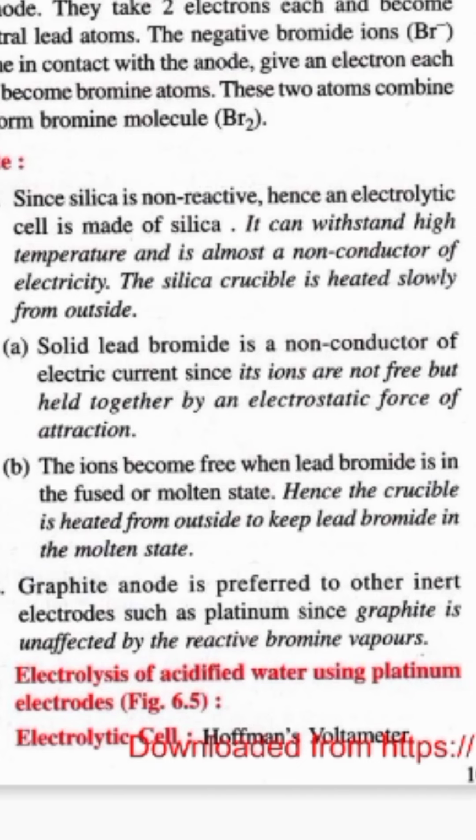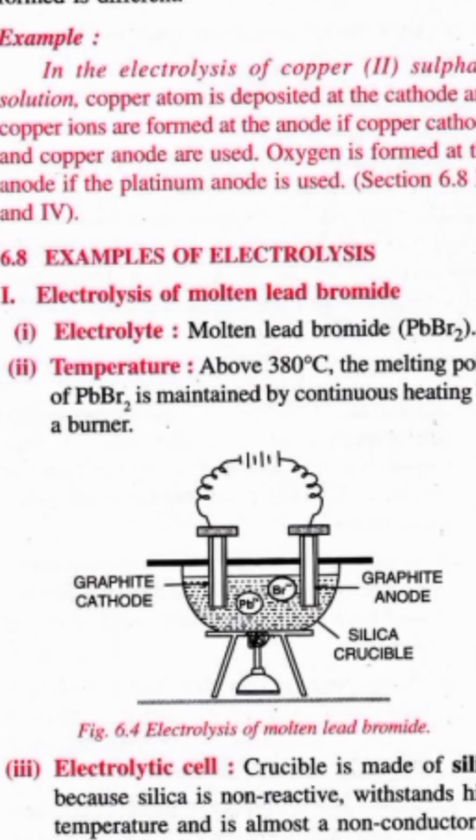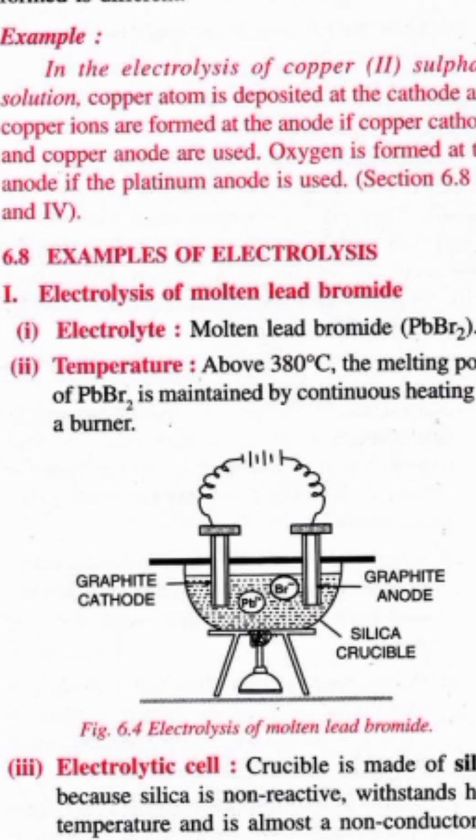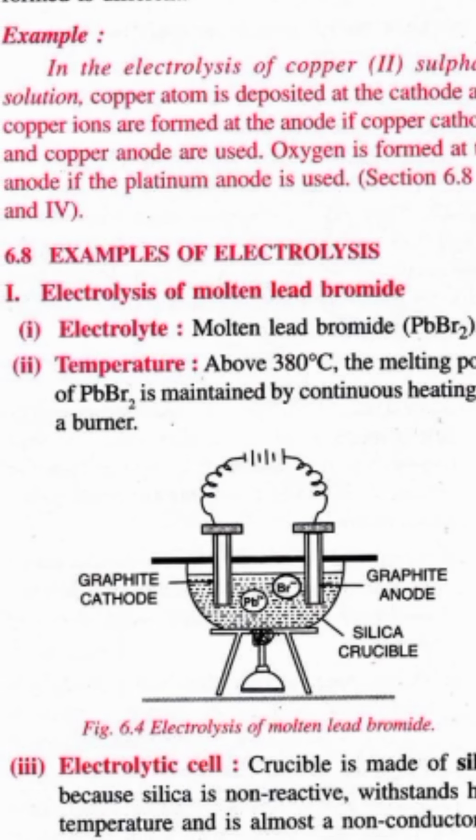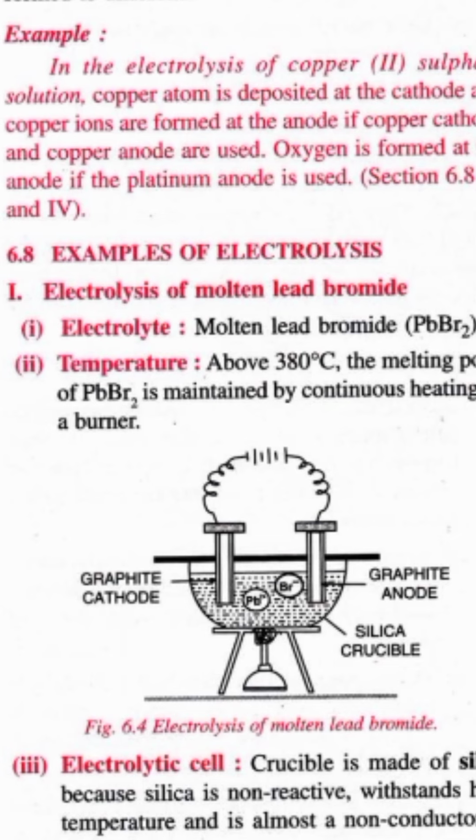So there are certain important points in the next part of this electrolysis. Let's see. Since silica is non-reactive, it is used in the electrolytic cell. Yeah, the same thing has been written once again. Another thing is it is heated slowly from outside. As you can see over here, there is a burner at the bottom which is continuously heating the compound so that it does not solidify quickly.